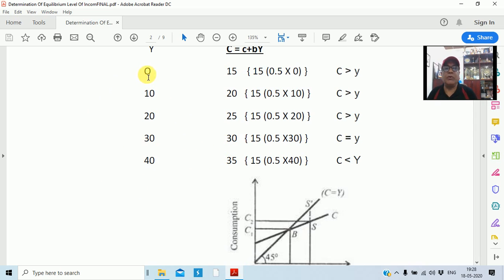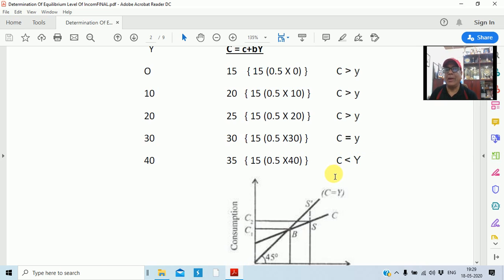Now initially, if you look, consumption is more than income, right? Initially consumption is more than income, and at a point when income is 30, consumption is equal to income. See here, when income is 0, consumption is 15, C is greater than Y. Income 10, consumption 20, C is greater than Y. 20, 25, C is greater than Y. And then 30, 30, C is equal to Y. And then Y is 40 and C is 35, means Y is greater than C, or C is less than Y. Why does this happen? Because the economy starts saving.